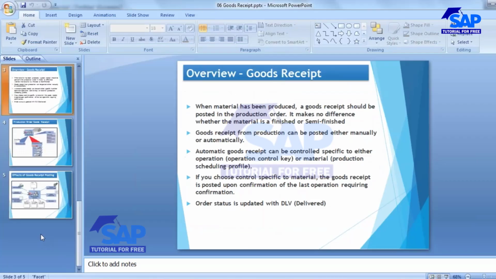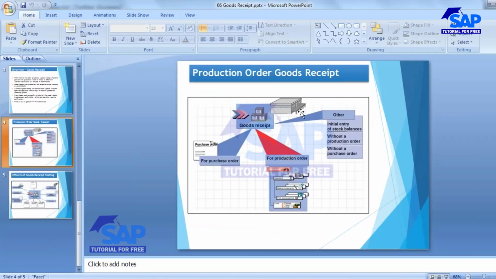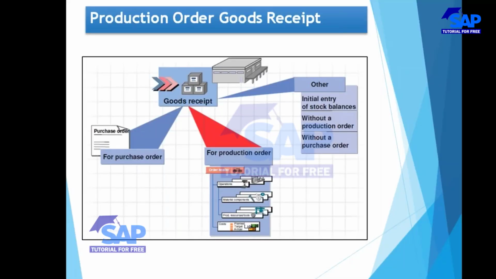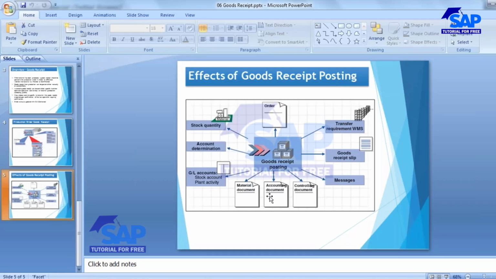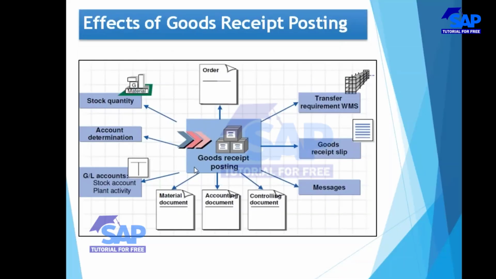So this is how you do production order goods receipt. Goods receipt is possible in the case of raw materials. You will do it for purchase orders, which comes under the scope of MM. For a production order, you will be doing the goods receipt. Now, when you do the goods receipt, the other important thing is what effects will take place in the system. That is the most important thing.